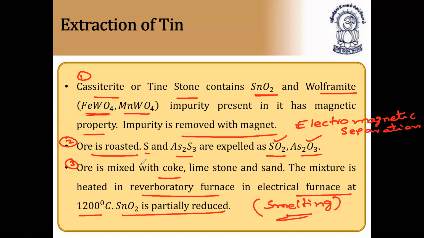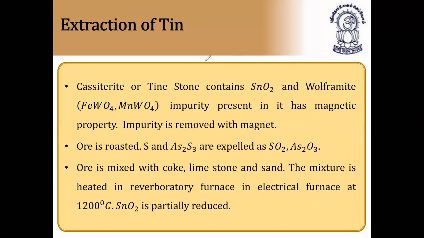In the same way, the tin dioxide ore is mixed with coke, limestone, and sand. The mixture is heated in a reverberatory furnace or in electrical furnaces at 1200 degrees C. Then what happens? Tin dioxide is partially reduced to tin.